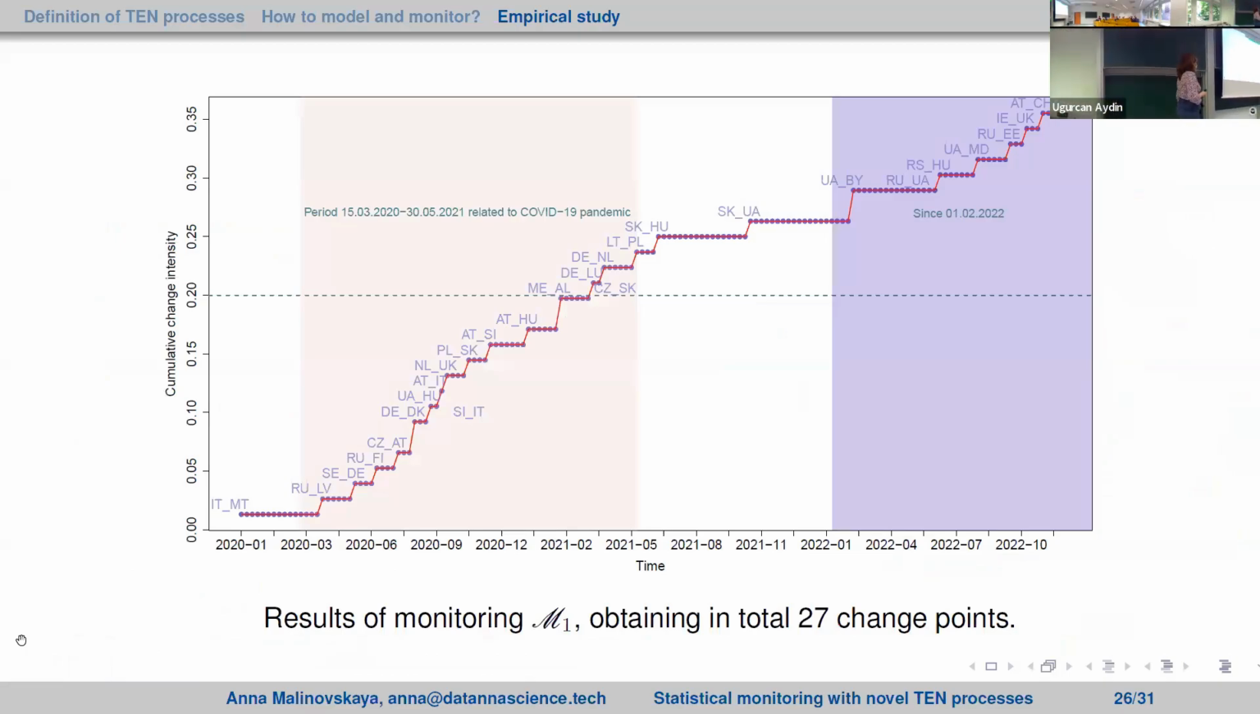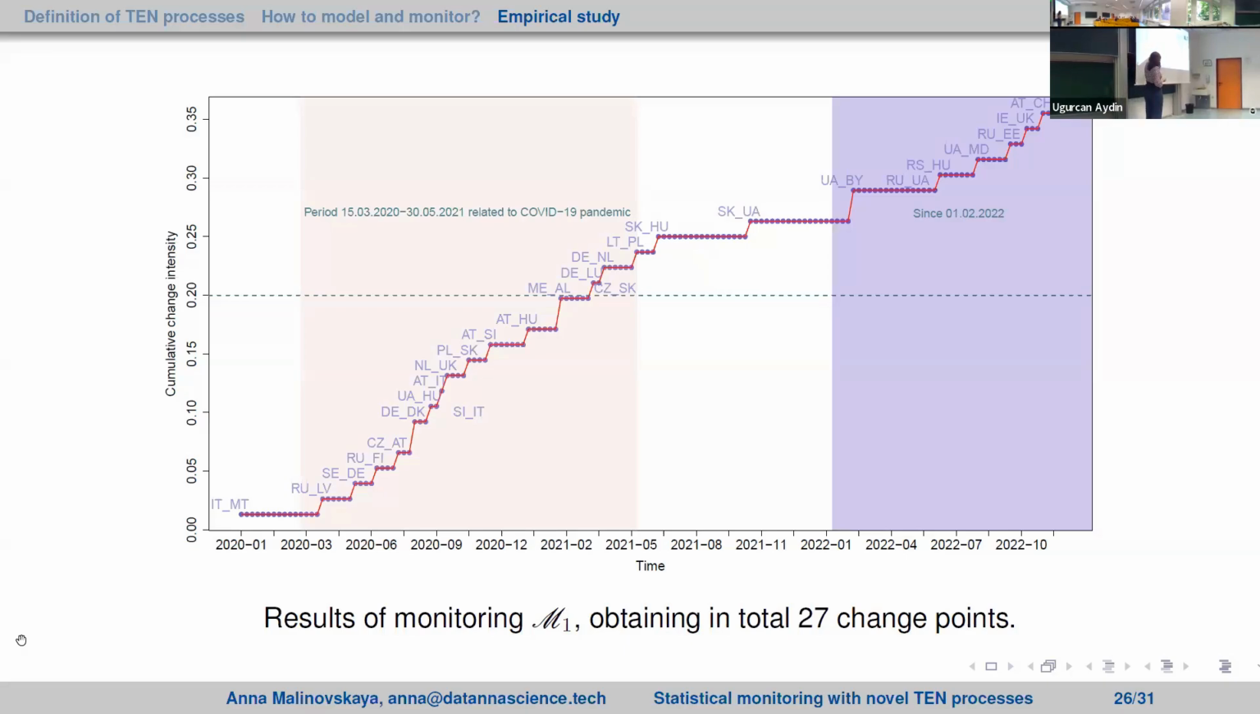Now we come to the first test of the monitoring statistic M1. What you can see here, we have two periods colored. The first one indicates the corona pandemic. The second one indicates the period starting from February 2022. And what you can see is that the threshold, as previously noted, is like 0.2, so it's around 16 flows we would expect to produce a signal before we say, okay, something starts happening there.